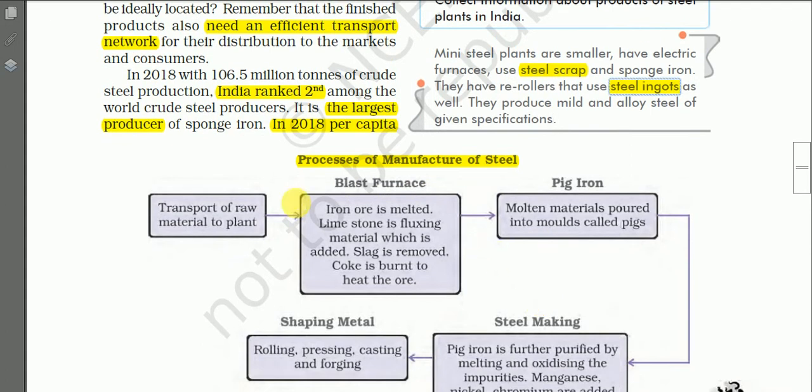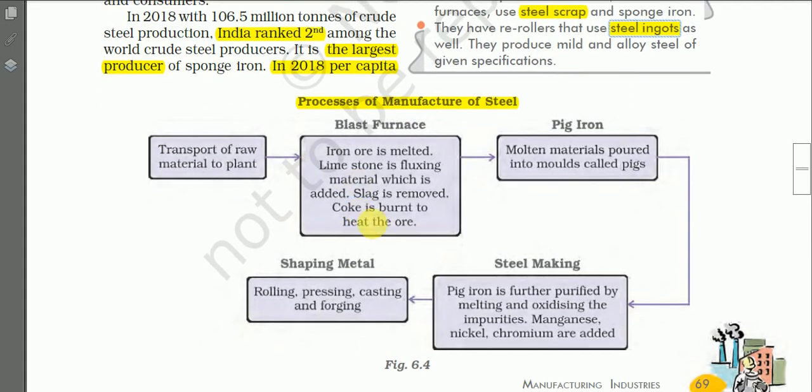And here this flow chart shows the process of manufacturing steel. See here, first of all the raw material is transported.